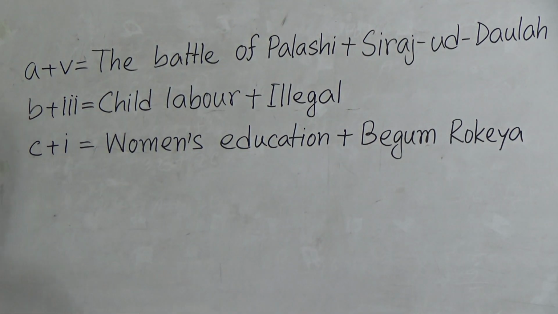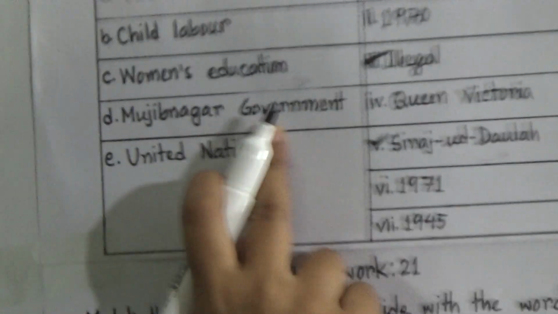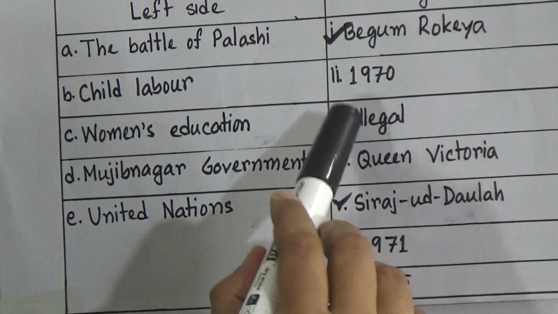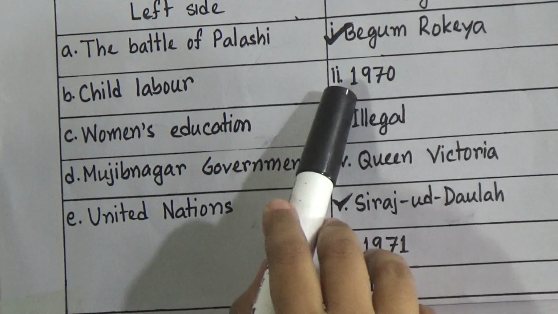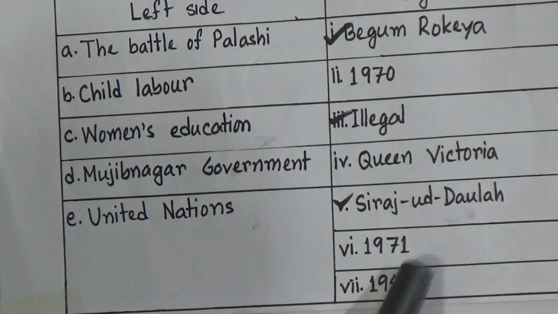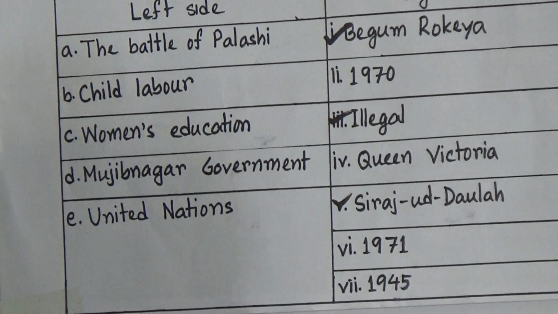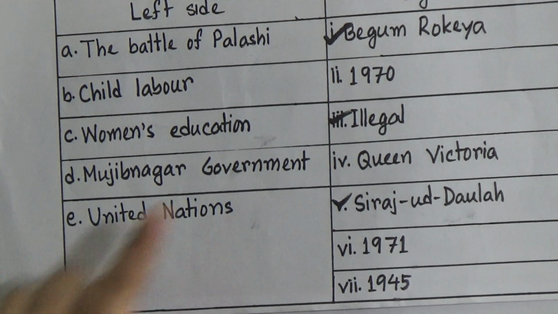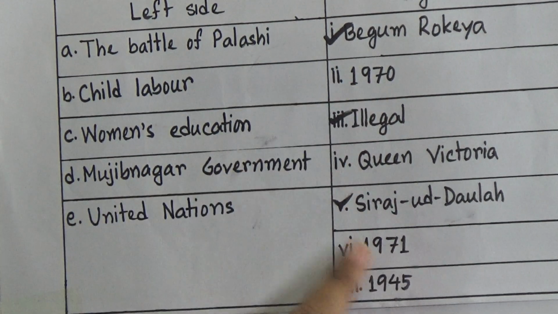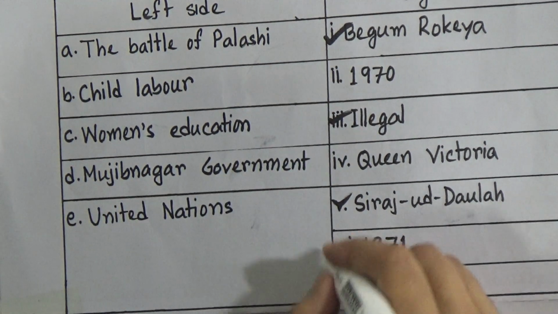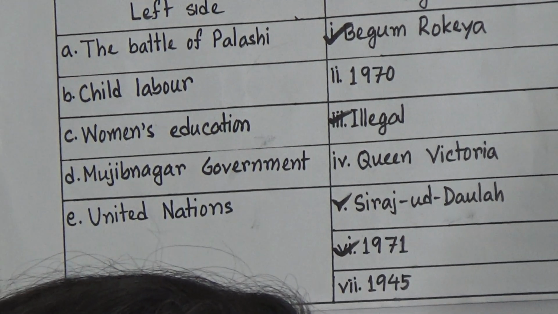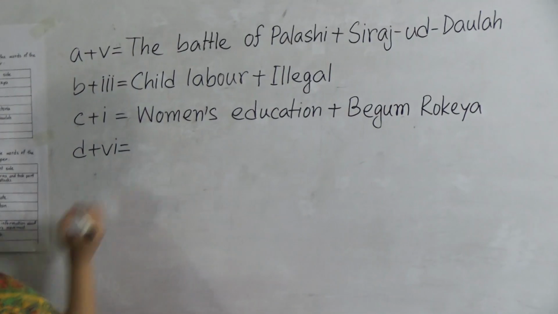Now number D. Now look, in number D it is Mujibnagar government. Which options are left? Number 2, 1970, number 4, Queen Victoria, number 6, 1971, number 7, 1945. And we all know that Mujibnagar government was formed in 1971. Don't be confused with 1970. This one will be correct, number 6. So number D matches with number 6.